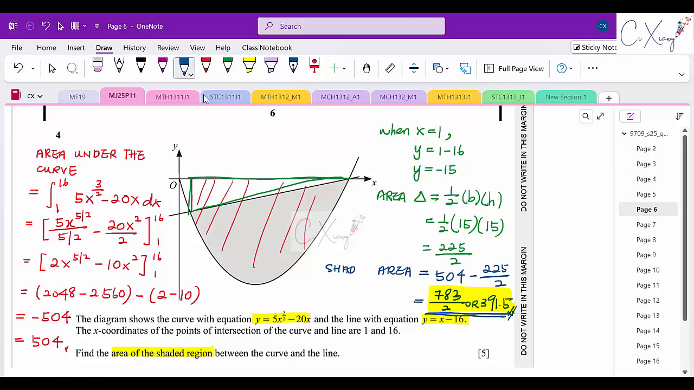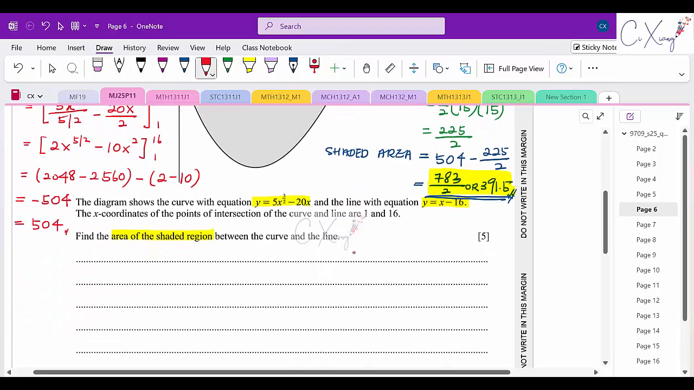So the shaded area will be taking the area under the curve, which is the red one, minus the area of the triangle, which is the green one, and you will get the shaded area eventually. Right, so this is what we will get. Okay, so just to tell you one common mistake that you might make.